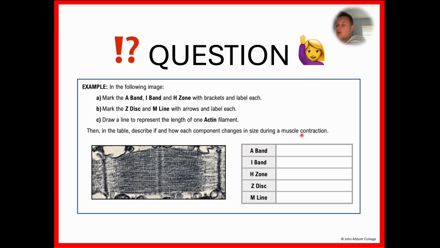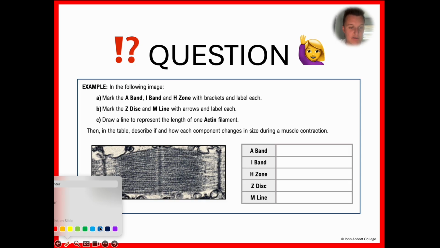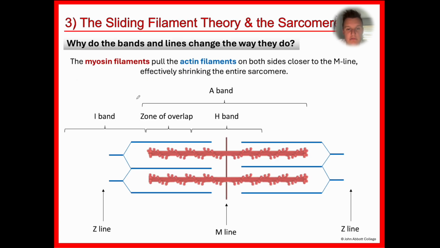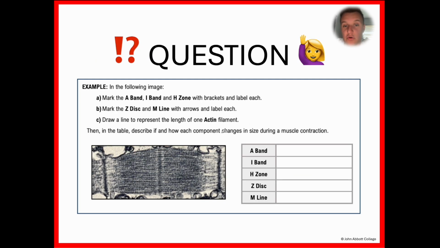All right, so what we're going to do, the first thing that they want us to label is the A band, right? And if we remember correctly, the A band is the zone of overlap plus the H band. So it's the whole region where the myosin is, right? And remember, myosin is the thicker, darker filament, right? So all of this here, I'm going to label all of this as my A band.